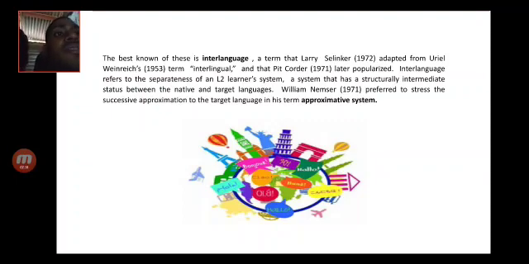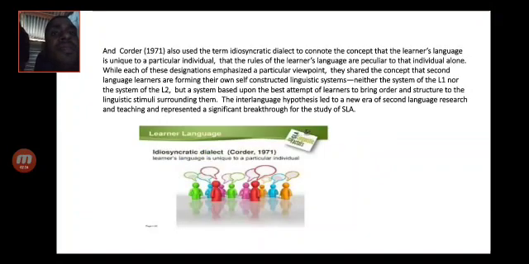William Nemser, 1971, preferred to stress the successive approximation to the target language in his term approximative systems. And Corder, 1971, also used the term idiosyncratic dialects to connote the concept that the learner's language is unique to a particular individual, that the rules of the learner's language are peculiar to the individual alone.